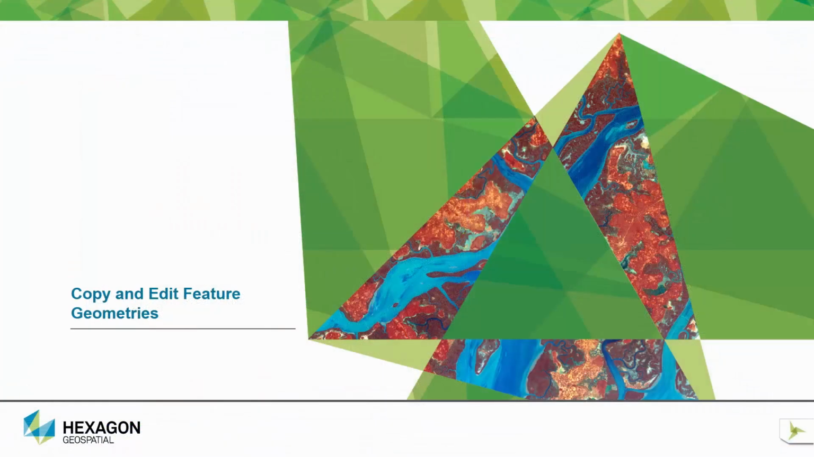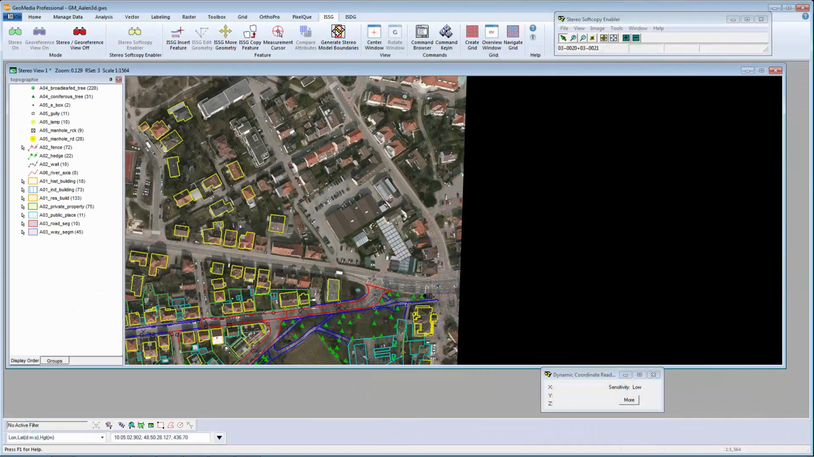Finally, let's see how to copy a feature and then edit the geometry of the copied feature. The ISSG copy feature and edit geometry commands differ from the GeoMedia edit commands in that they allow users to edit the Z value of feature vertices in addition to the XY values when using the stereo cursor. This new workspace and warehouse has a number of features already digitized. We'll show you some representative edits to see how you would copy a feature, place it over a similarly shaped feature in your image, and edit the geometry to match the shape of the new feature.